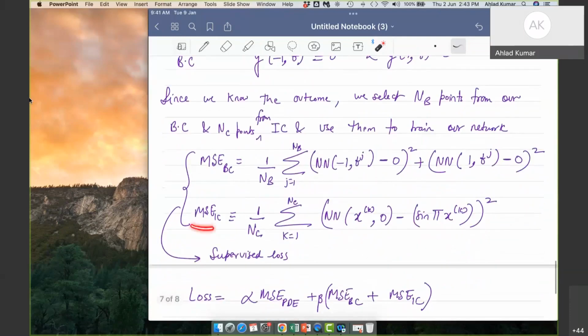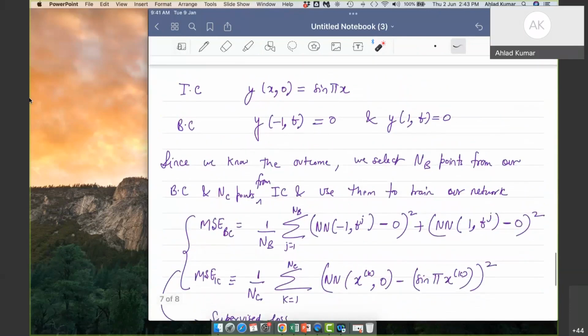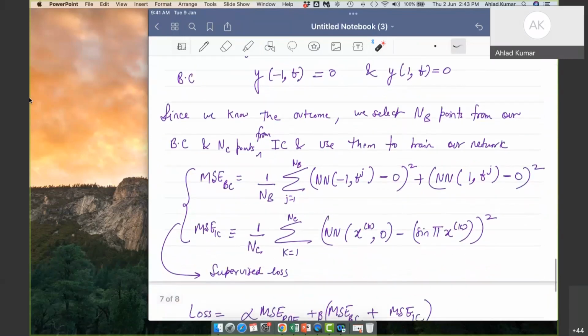Similarly, for the initial condition also, you have to do the same task, that is k running from 1 to nc, and then you have 1 by nc as the averaging of the cost function which is given over here. So here you see, again I am writing nn instead of y, and then we have the samples xk taken from the initial conditions. So here the answer for that is this. So basically you are calculating the mean square error, a supervised type of loss which you normally do in machine learning.